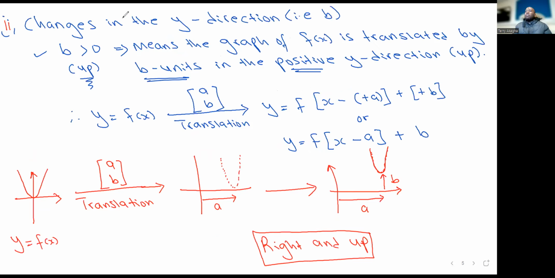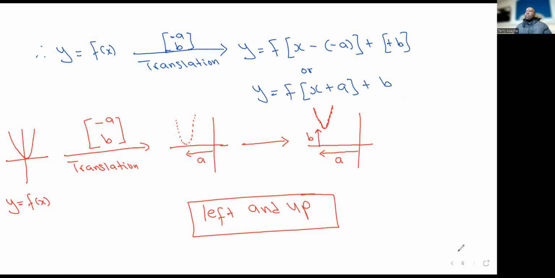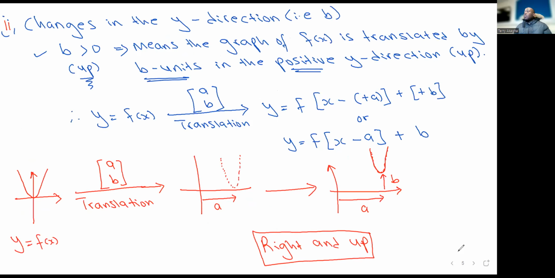We've talked about when B is greater than 0. So now let me go to the next one. What about when B is less than 0? So let's go to the next one. That will be the next one, B less than 0. Okay, so we have B less than 0.